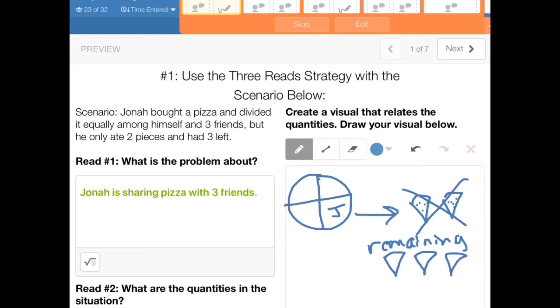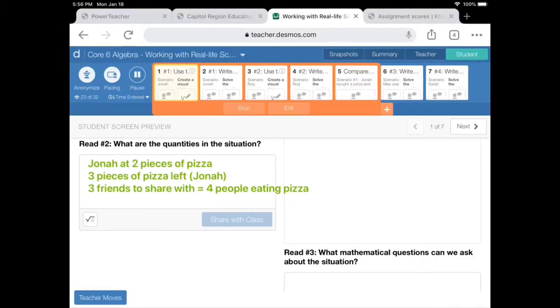So on our next read, we have to focus on what questions we could be asking here. Jonah bought a pizza and divided it equally among himself and 3 friends, but he only ate 2 pieces and had 3 left. So a question that we could come up with from this information, if we're thinking specifically about mathematical questions, we could say, how many total pieces of pizza were there?